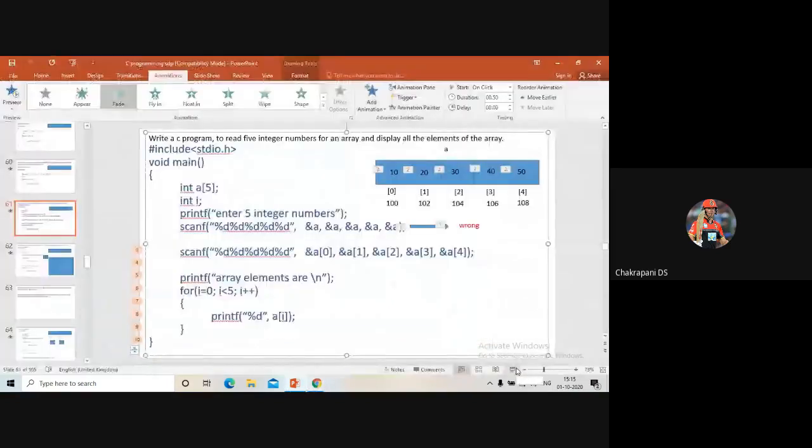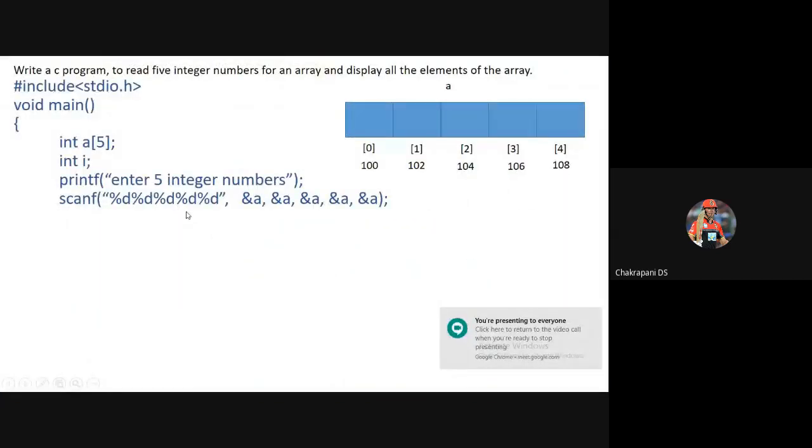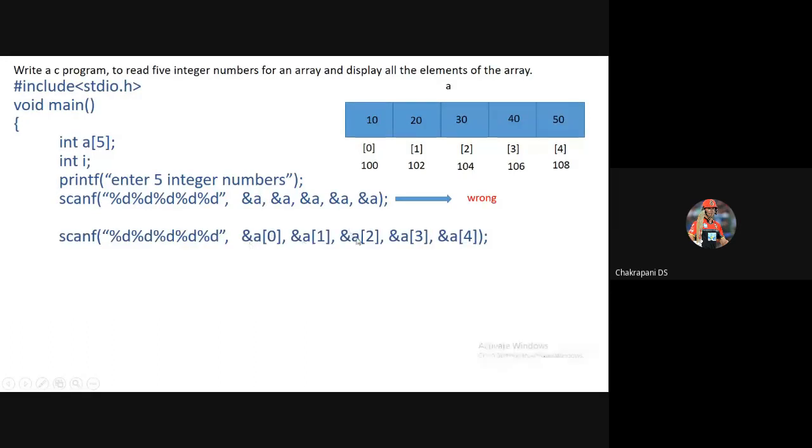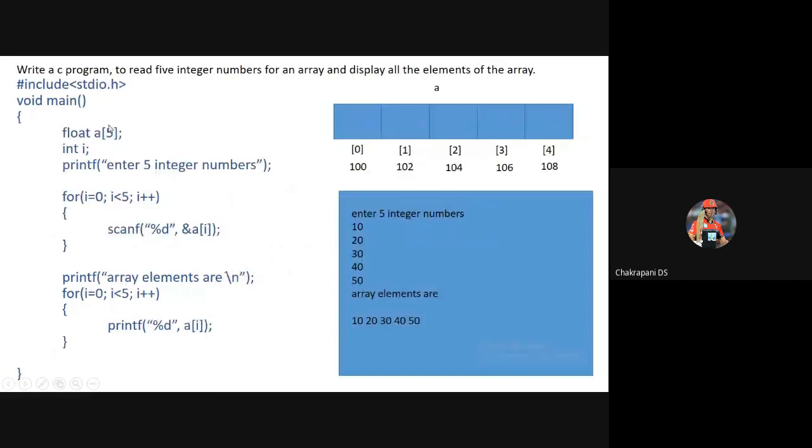Next thing is, we have discussed this ampersand a of 0, ampersand a of 1, ampersand a of 2, ampersand a of 3, ampersand a of 4. But the problem here is, if I'm reading more than 10 or 20 numbers, I need to keep writing this ampersand, array name, and index. That is not a good way of writing programs. So instead of writing this much, we are going to write something else here. Just observe this program.